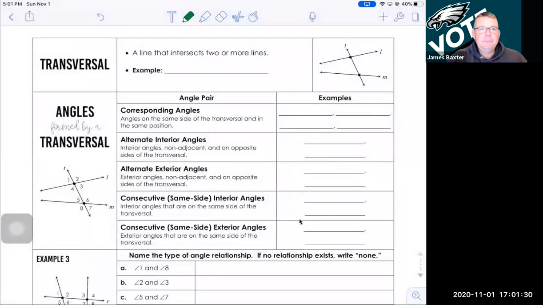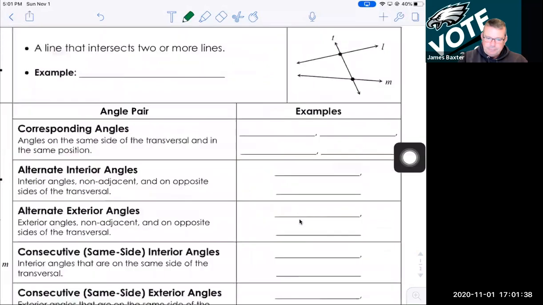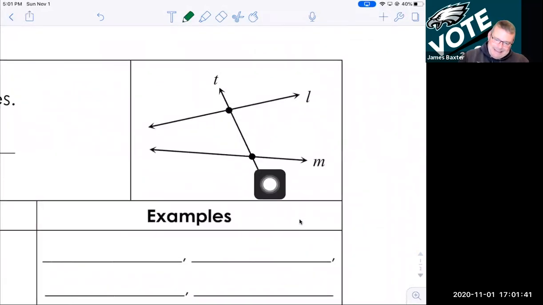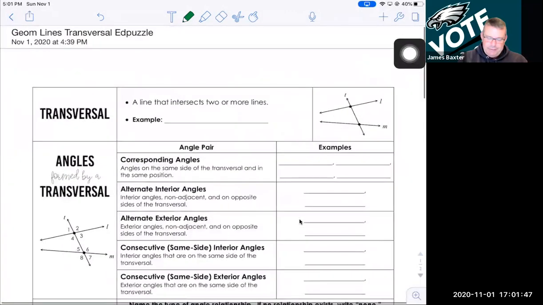So here we are. A transversal is basically a line, as it says here, a line that intersects two or more lines. So if I look up at this figure here and I zoom in, line T is the transversal. It's the line that intersects two other lines, two or more lines. In our case, two lines in this case. So that would be line T.